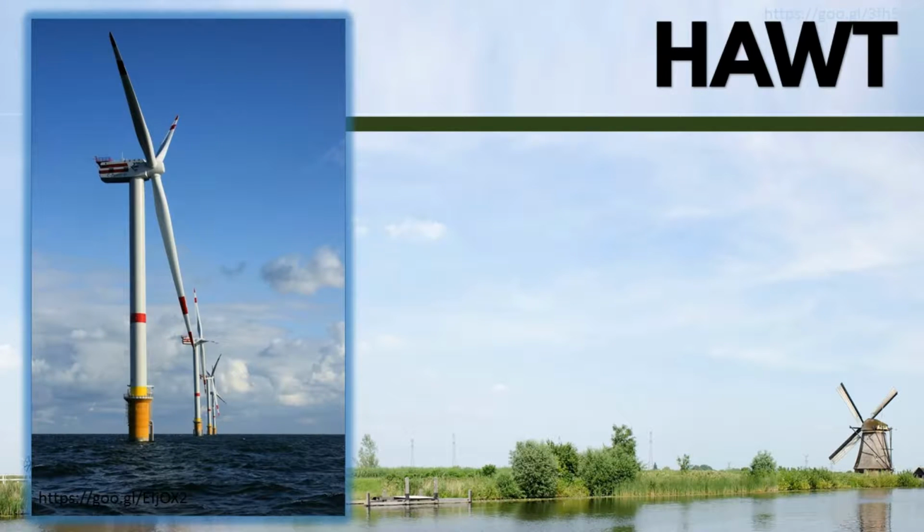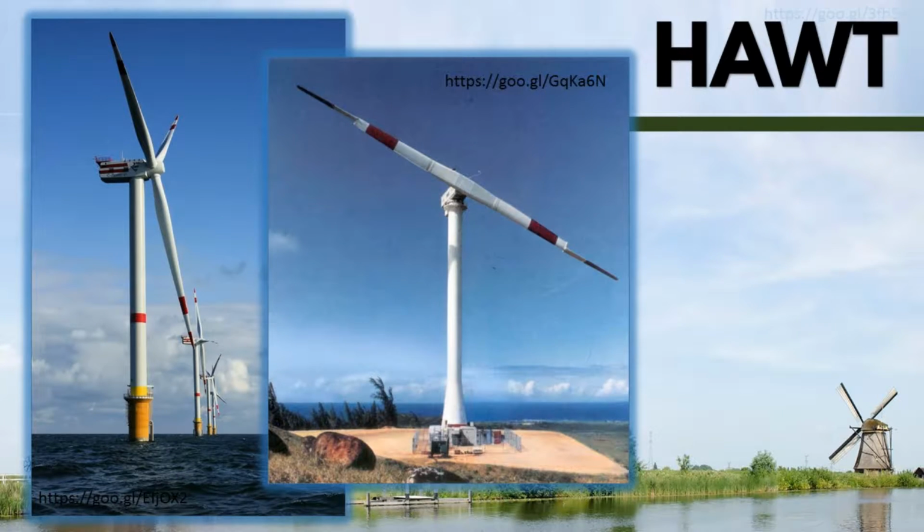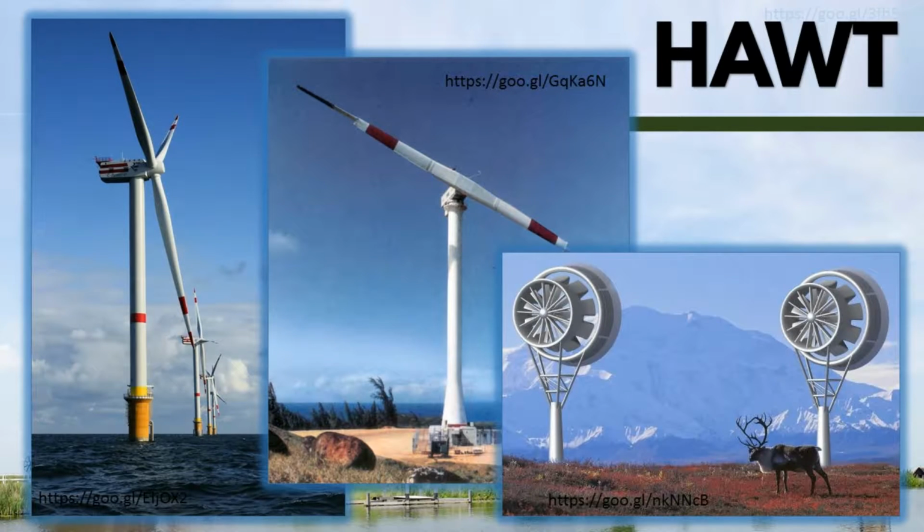HAWT, the horizontal axis wind turbines, are going to be the kind that you're picturing most of the time when we are talking about wind turbines, where the axis is horizontal and then the rotor is in a vertical plane. And there are lots of these kinds of technologies out there. There's the kinds that face upwind, there's the kind that face downwind, there's the kind that have 3 blades, there's the kind that have 2 blades, there are ones that are augmented, and so on.